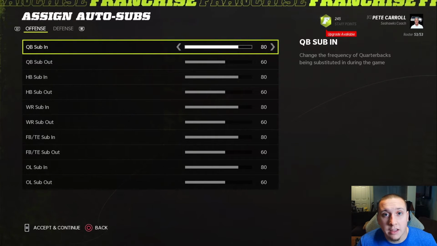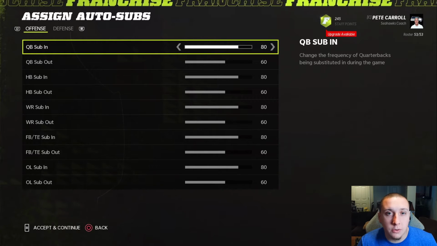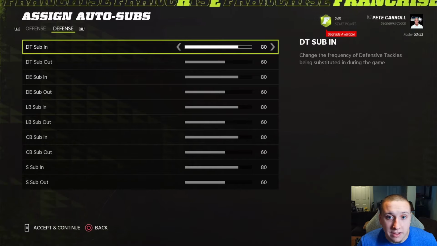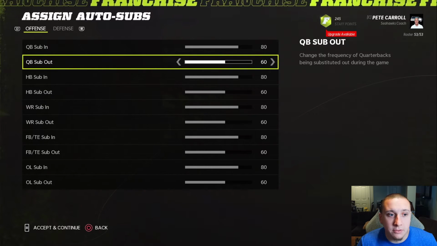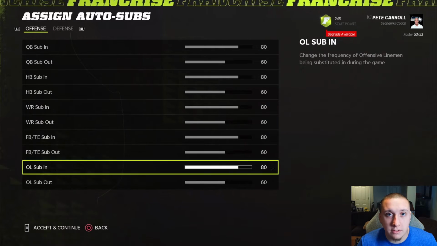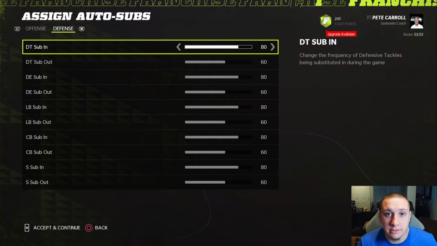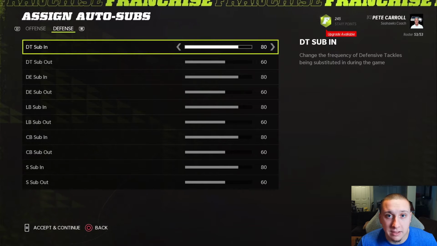Whenever you enter into the auto subs menu, it's going to have an auto sub set for both offense and defense. You're going to have individual auto sub sets for every single position that's going to determine how often, or if at all, a player at that position is going to sub in or out of the game.